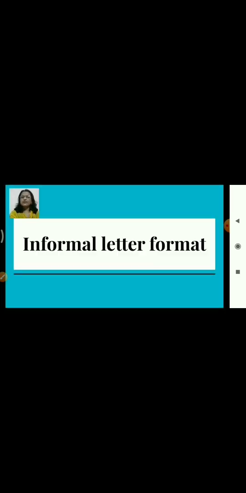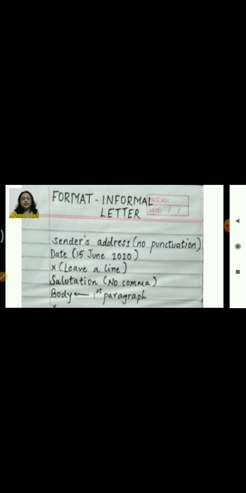Do you remember the format for the informal letter? We have done it, right? Do you remember? Let's see. We'll just revise it and try to recollect what we had learned. Ready? Okay, so here is the format. Let's start. Are you ready for that?